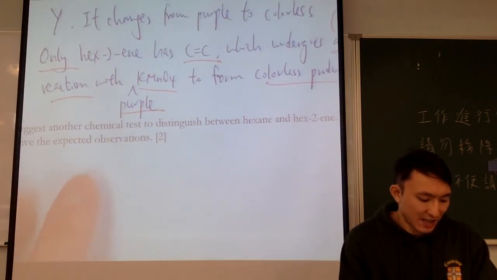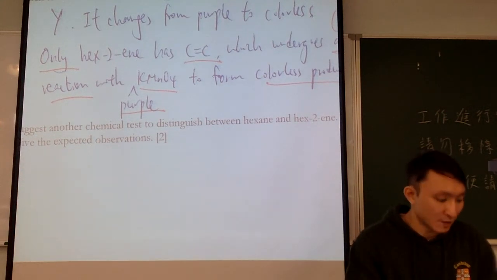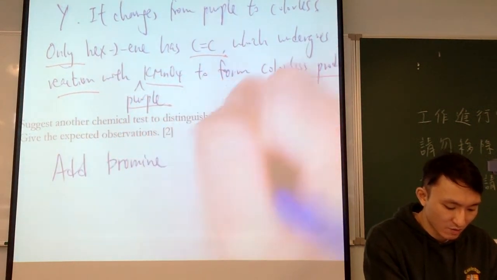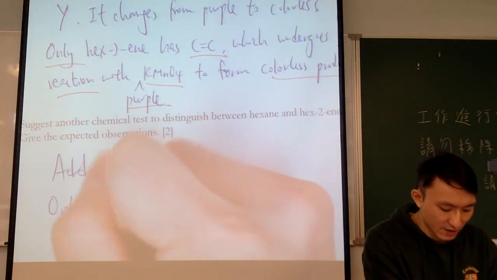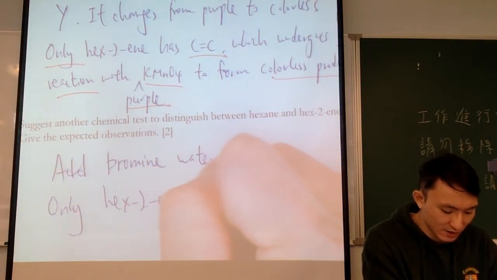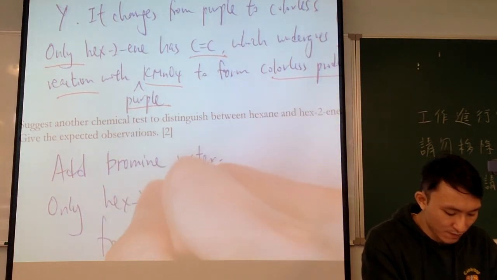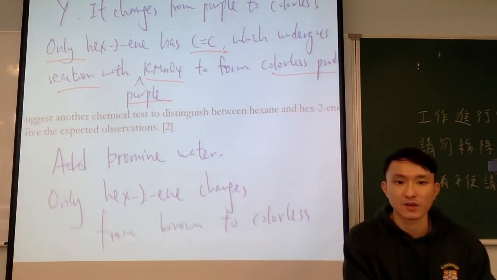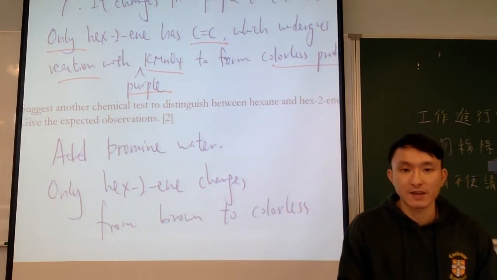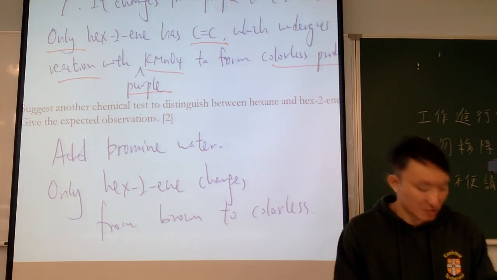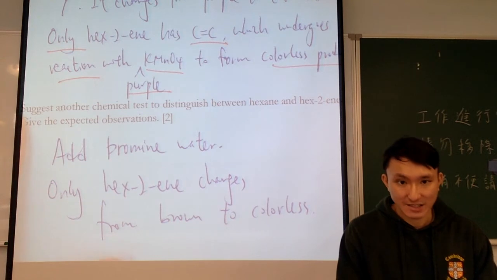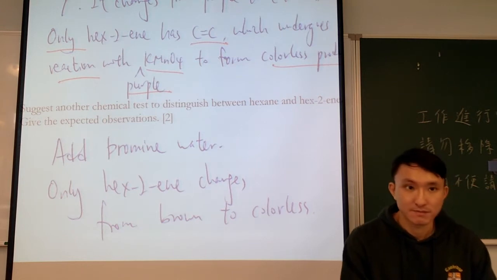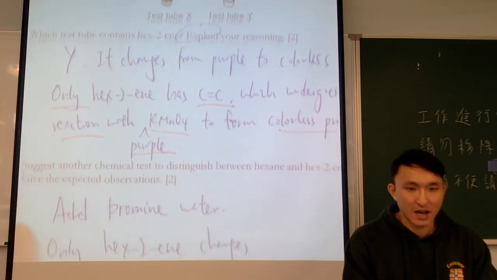Now, suggest another chemical test to distinguish. So instead of using permanganate, we can add what? We can add bromine water. Bromine water. So only hex-2-ene changes from brown to colorless. Okay? Now this time we don't have to explain by talking about the CC double bond because the question simply asks you to suggest a test and give observable changes. Okay? So that's the idea. All right? So that's the end of the alkene.